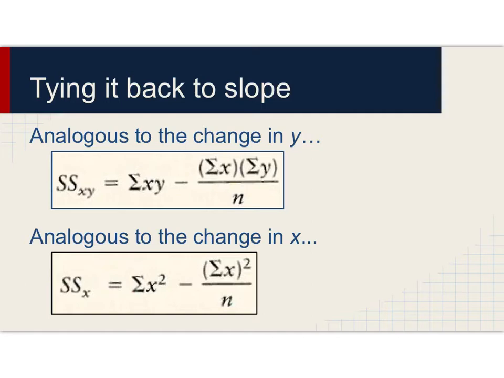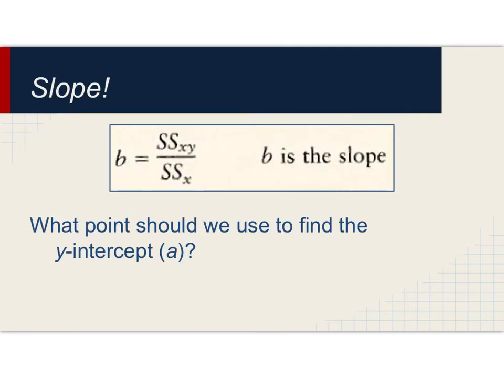And if you want, you can think of SSXY as analogous to the change in y, and SSX is analogous to the change in x, because remember that slope is change in y over change in x. It's y2 minus y1 over x2 minus x1. You'll see shortly why I'm using that analogy. Because the slope is quite literally SSXY divided by SSX. And that will give us the value of b when b is the slope. So we're halfway there. We've got the slope of the line once we've done that calculating.